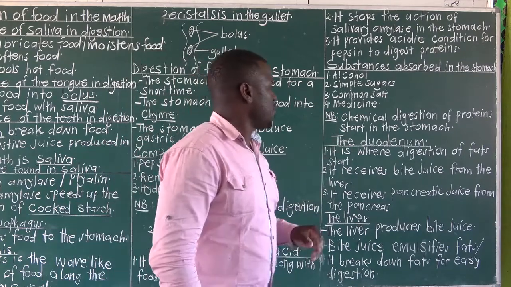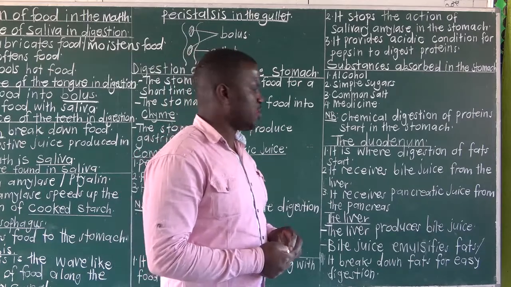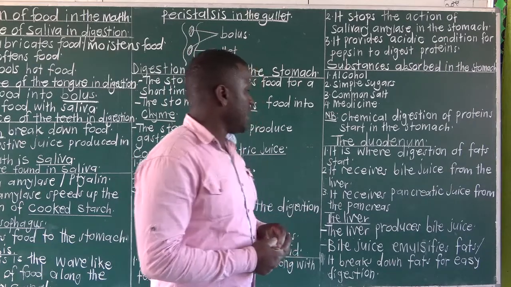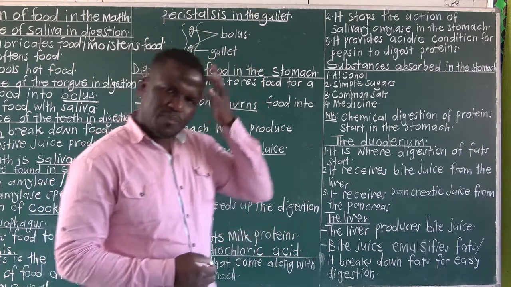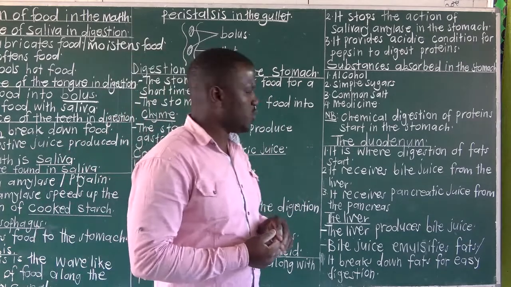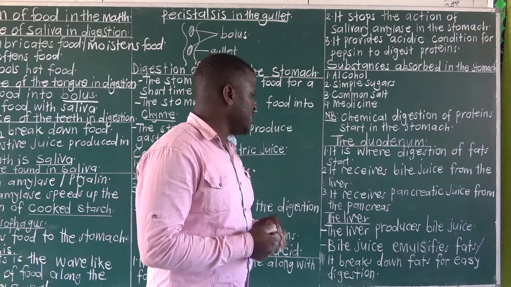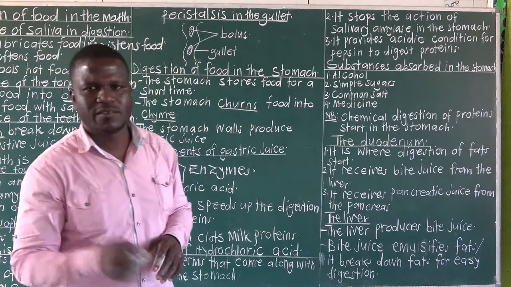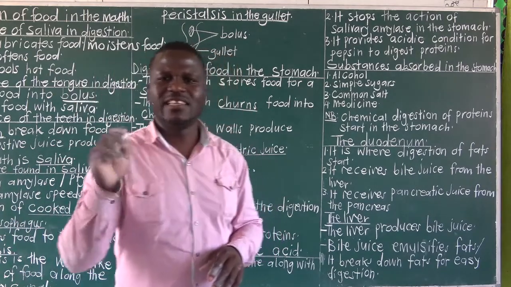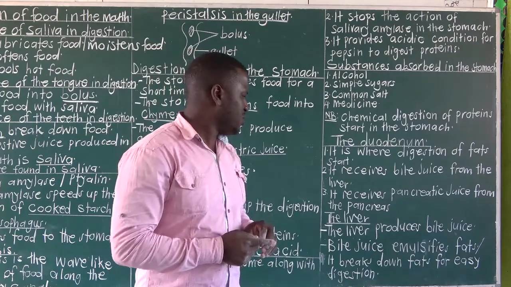NB, chemical digestion of proteins starts in the stomach. Then, after the stomach, food goes to the part called duodenum. Now, the duodenum is where digestion of fats takes place. Fats are digested in the duodenum. I repeat, fats are digested in the duodenum.